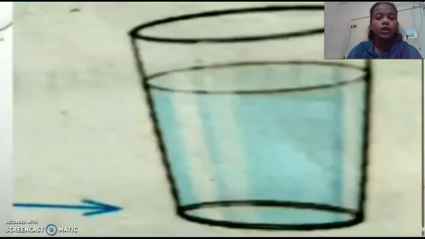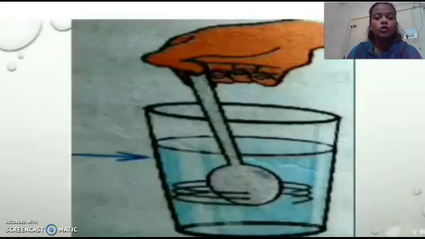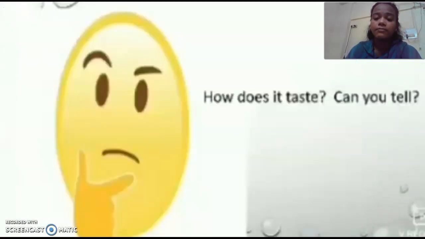Now let's try one more activity. Take water in a glass. Add a pinch of salt to the water and stir it with a spoon. What do you observe after some time? Yes, we do not see the salt in the water anymore.